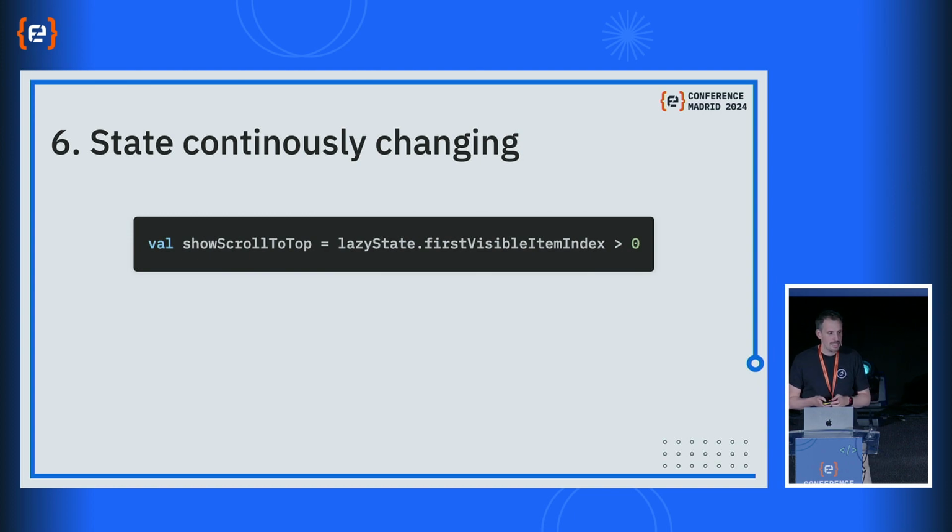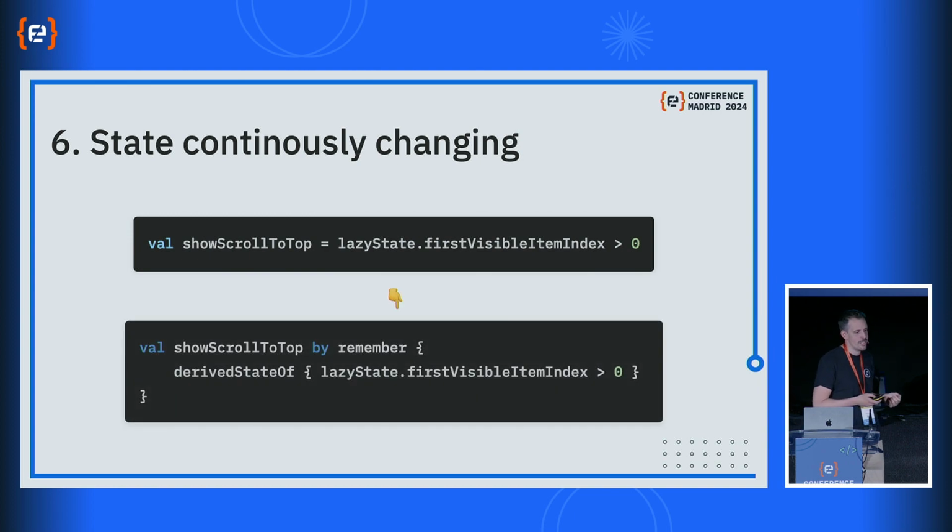And to prevent that, what we can do is to use a derived state, which will create a new state that Compose can observe, and that way the recomposition will happen only when show scroll to top changes. Don't worry about this one, because it is flagged by the Android linter, so you will see a warning if you have this problem.